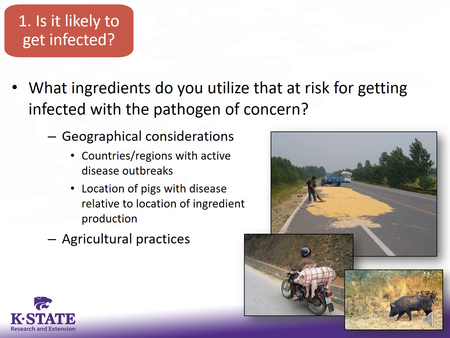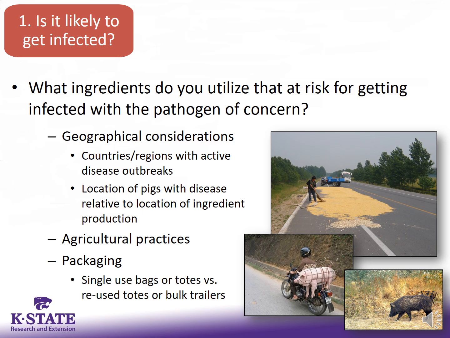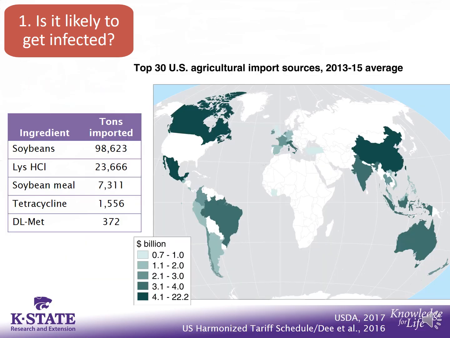Likewise, agricultural practices come into play. If the ingredient is dried in a way or transported in a way that it is likely to come into contact with wild boars or with fecal contamination, that would be more likely to be infected with one of these foreign animal diseases. And finally, packaging plays a role. For example, those that are transported in single-use bags or totes would be less likely to get infected than those that would be packaged in reused totes or bulk trailers.